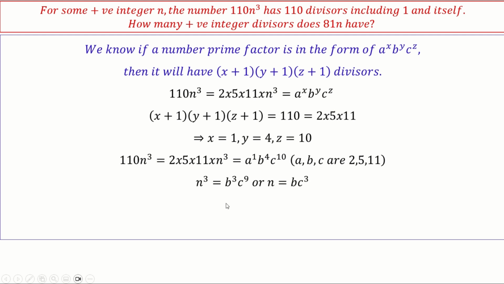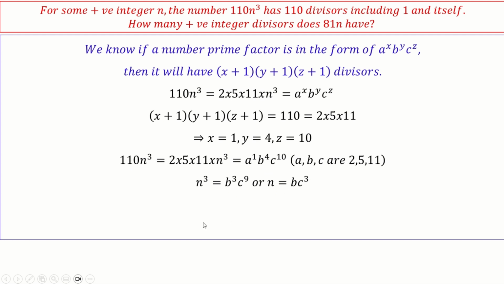Now n cube will be equal to b cube by c power 9. Why am I taking one of this number? a into b into c is 110, correct? So I am removing a, b, c, and I am left with b cube and c to the power of 9. So n is equal to b into c cube.